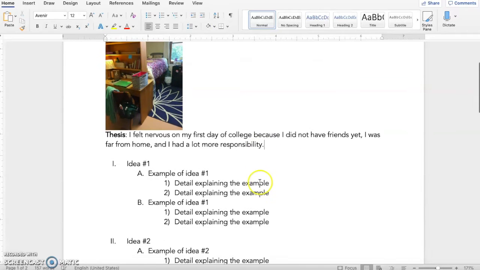I like that. I'm going to reread it, make sure it makes sense. I felt nervous on my first day of college because I did not have friends yet, I was far from home, and I had a lot more responsibility. I think that sounds good.